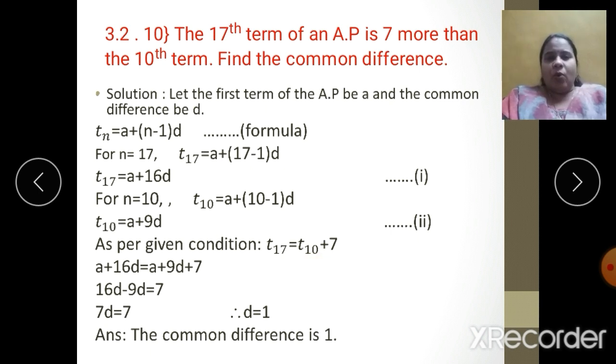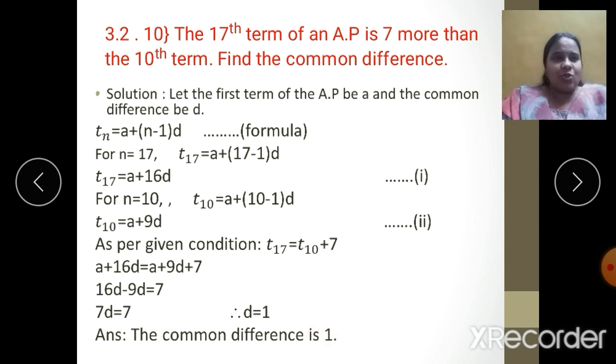Okay, now a and a will get cancelled. This 9d can be shifted this side. So 16d minus 9d is nothing but 7d, equal to 7. Now divide both the sides by 7. You will get d is equal to 1. The question asked was the common difference and we have got the value of d. So in this way we can solve it, and the final answer is the common difference is 1.